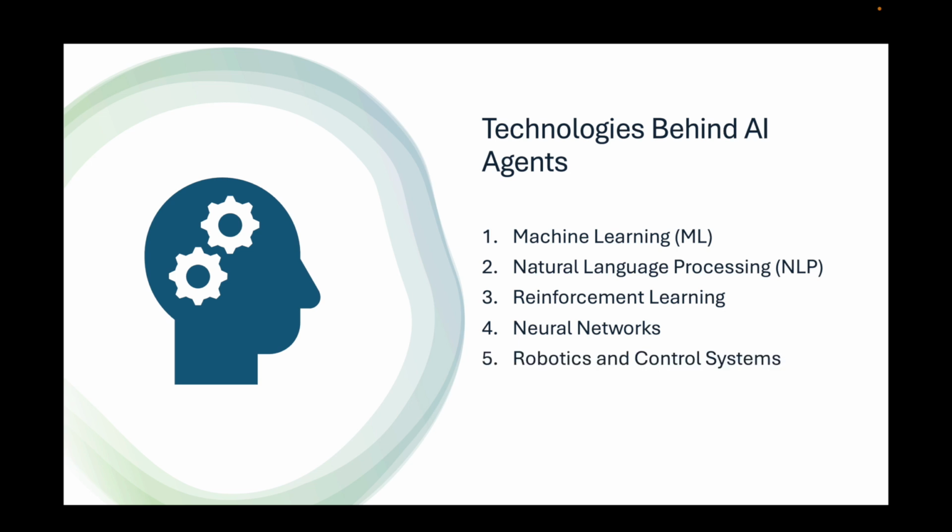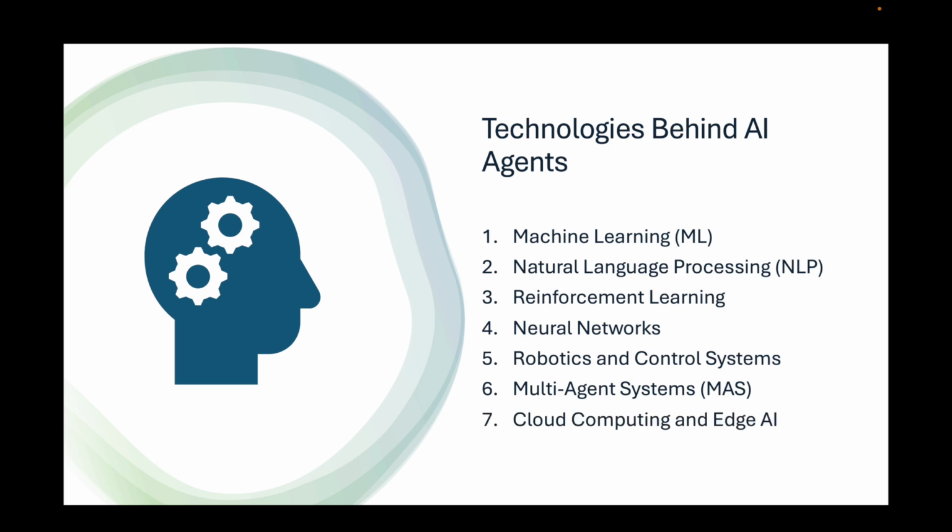5. Robotics and control systems. These technologies allow AI agents to physically interact with the world, like grasping objects or navigating through complex environments. Examples: humanoid robots, autonomous drones. 6. Multi-agent systems. In environments where multiple agents must work together or compete, MAS focuses on communication, coordination, and decision-making between agents. Example: swarms, AI in cooperative video games.